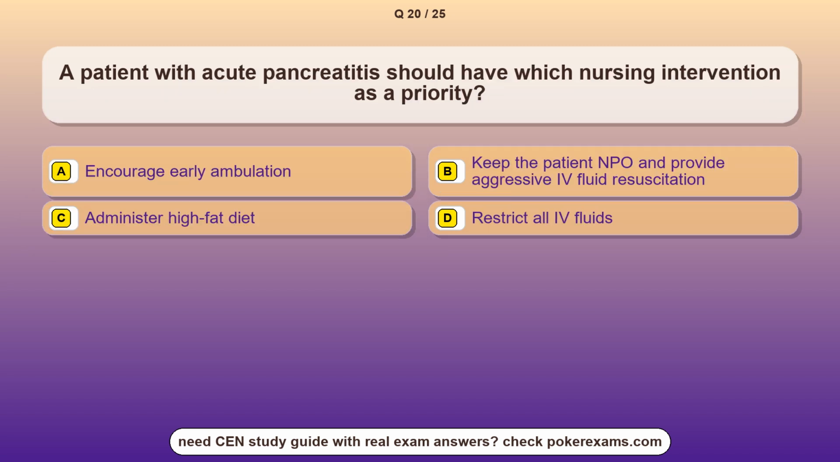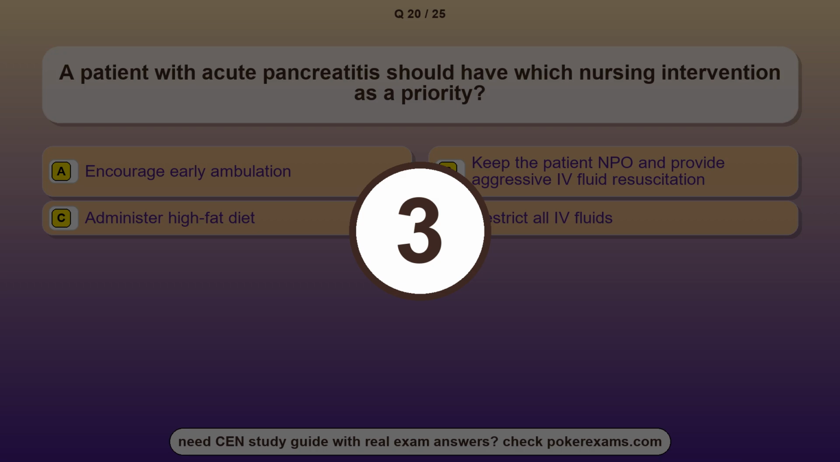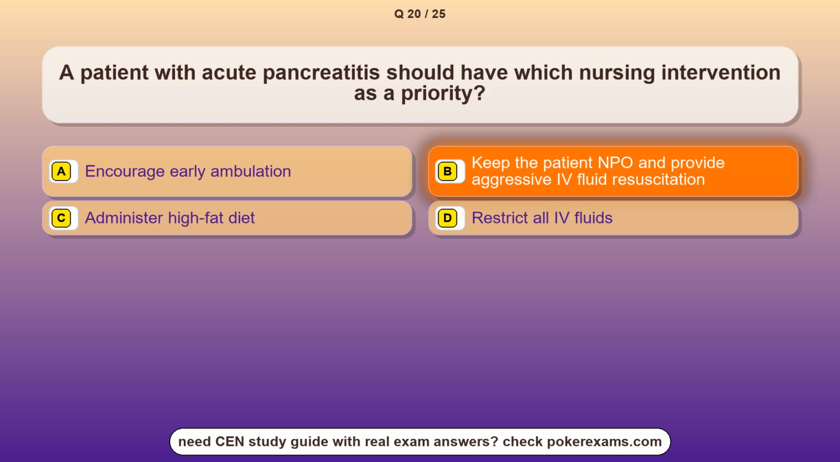Question 20. A patient with acute pancreatitis should have which nursing intervention as a priority? Option A, encourage early ambulation. Option B, keep the patient NPO and provide aggressive IV fluid resuscitation. Option C, administer a high-fat diet. Option D, restrict all IV fluids. The correct answer is option B, keep the patient NPO and provide aggressive IV fluid resuscitation.